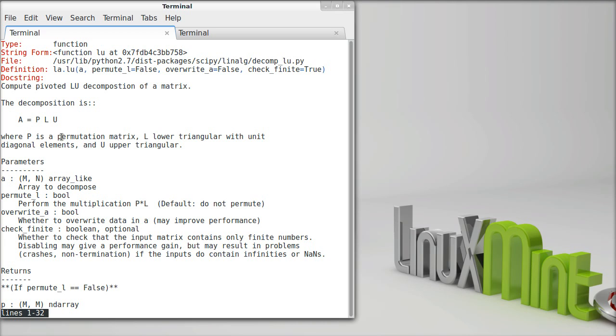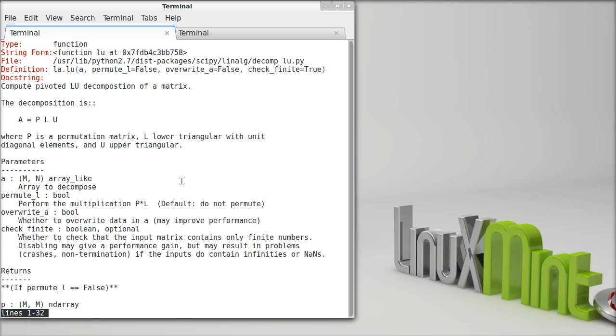The permutation matrix represents how we swap the rows of our matrix around. L and U then really are the key things, hence the name LU. L is a lower triangular matrix with unit values, or ones, along the diagonal, and U is an upper triangular matrix. Now we can be clever about how this P gets stored. It can be multiplied into L, and that's what this permute L does. We're not going to worry about that. We can also overwrite for memory and speed considerations if we were interested, but we're not going to do that.